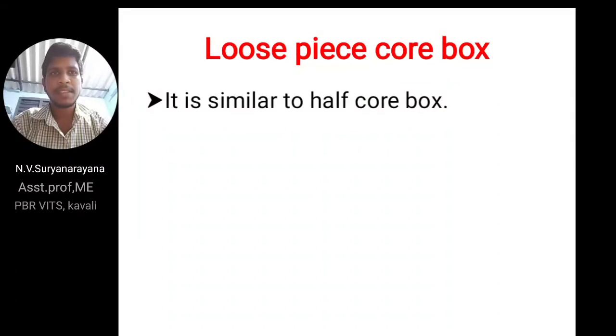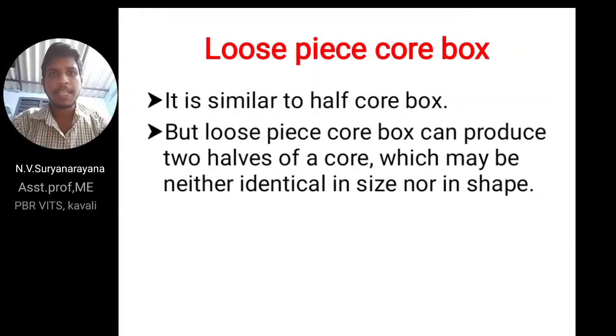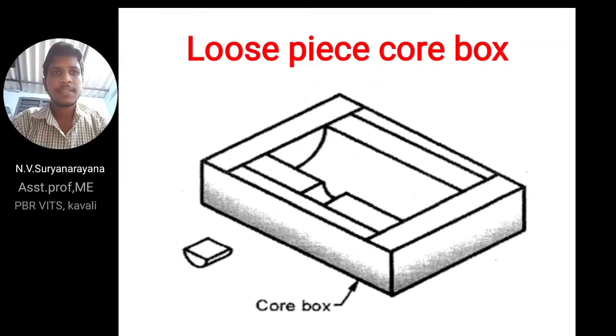Next, loose piece core box. It is similar to a half core box. A half part can be prepared at a time and another grouped together. But a loose piece core box can produce two halves of a core. In a half core box, we are producing only one half core. But in a loose piece core box, two halves are made at a time, which may be neither identical in shape nor size. This one is the loose piece core box.